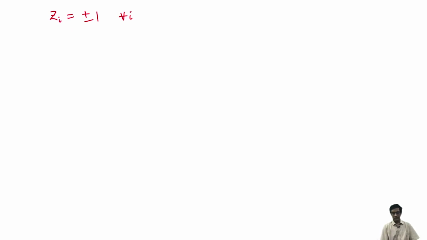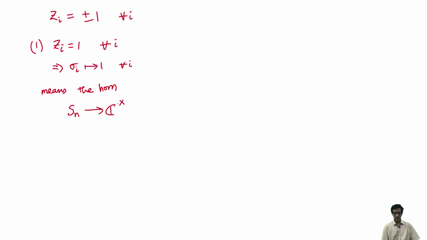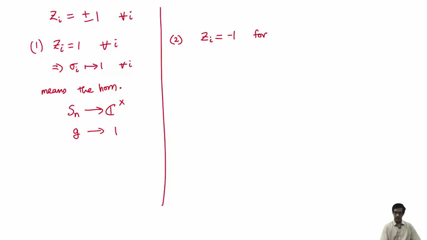Now there are two cases. Either Zi equals plus 1 for all i. That gives me one obvious homomorphism, the identity homomorphism, where everything maps to the identity. This is a valid choice because sigma i maps to 1 for all i means the homomorphism from Sn to C star is just every permutation maps to 1, because I can write any permutation as a product of these simple transpositions, and if every transposition maps to 1, then every element has to map to 1. So that's case 1.